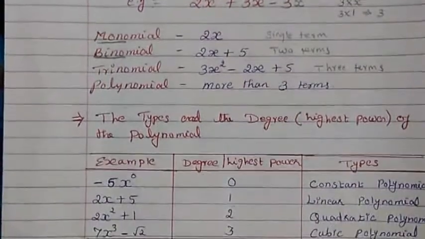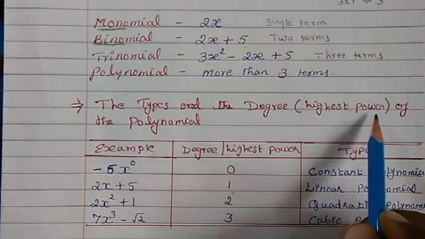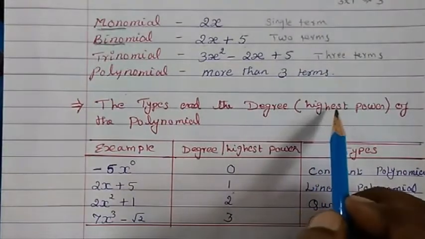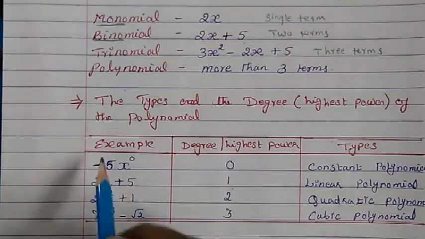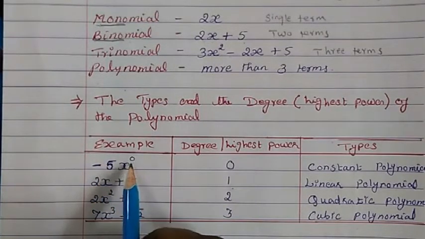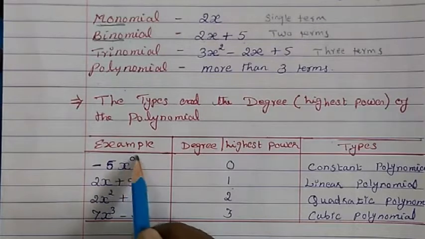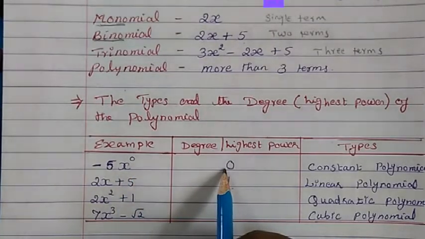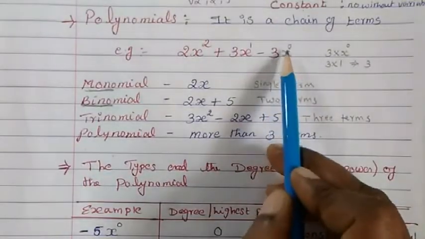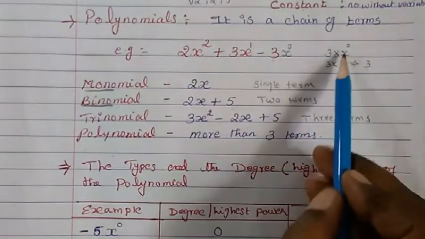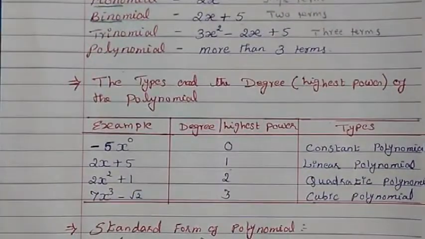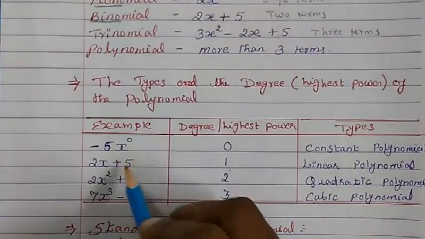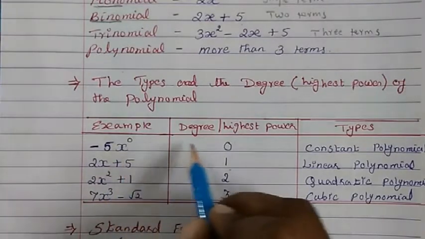Now let's see the types and the degree. Degree is also known as the highest power. So the types and the degree, or the highest power, of the polynomial. Here are some examples. Now you see minus 5 x raised to 0. If the exponent is hidden, we have to imagine there is a 0, because its meaning is 1, and when we multiply, you get just a number. So same way, minus 5x raised to 0. This is an example.